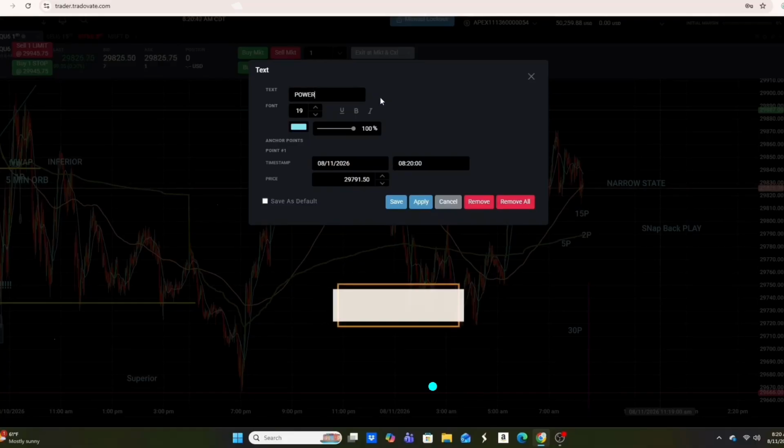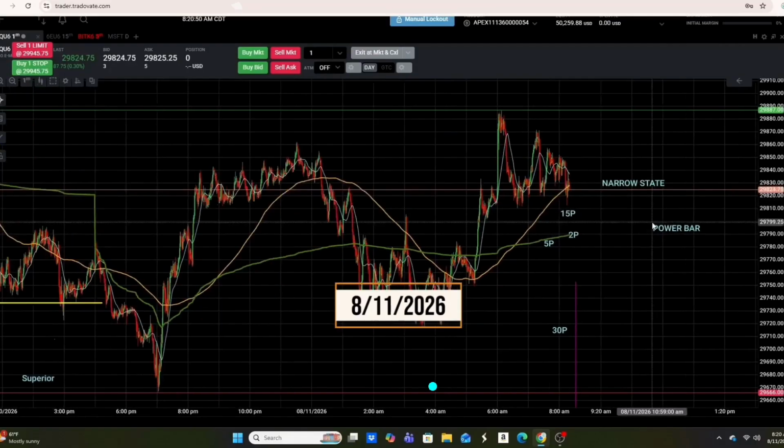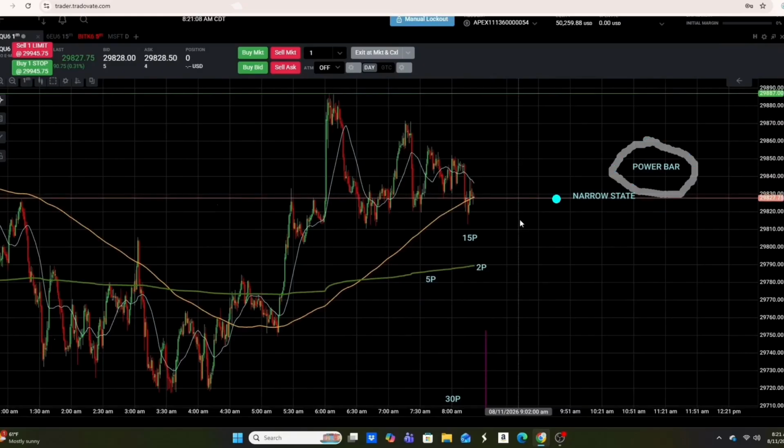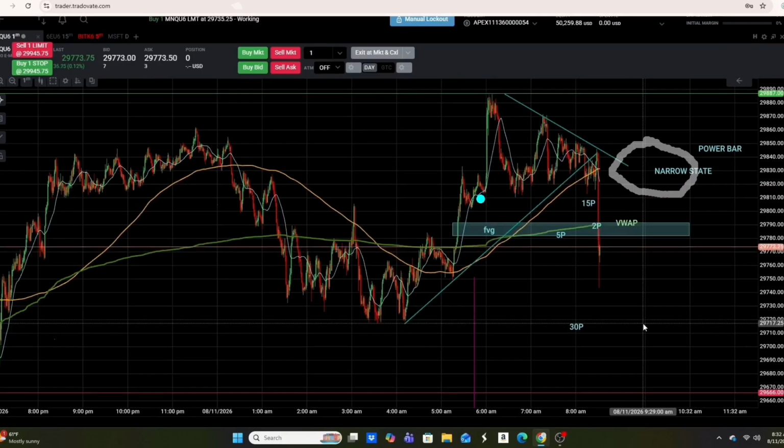All right. So here we have today, August 11th. Okay, we started in a narrow state. You know what that means? Power bar. This is what I teach. Narrow state means power bar. Mid state, snapback play. Wide state is church steeple. So I'm expecting a power bar, either green or red.